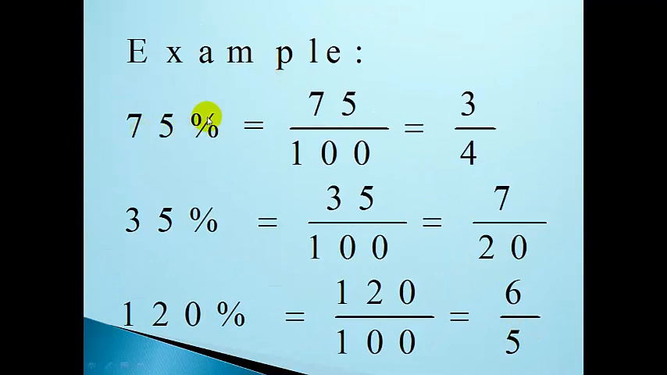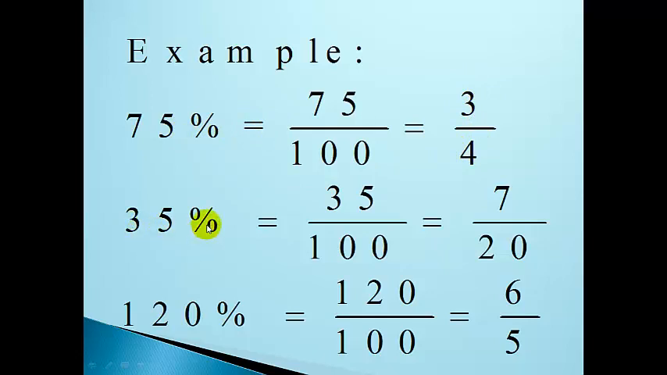Example, 75%. If you want to express 75% as a fraction, we divide 75 by 100. And so 75% is equal to 75 divided by 100. 25 goes into 75 3 times, and 25 goes into 100 4 times. This means that 75% is equal to 3 over 4. And that is how we convert a percentage to fraction. We divide the percentage by 100 in order to convert it to fraction.